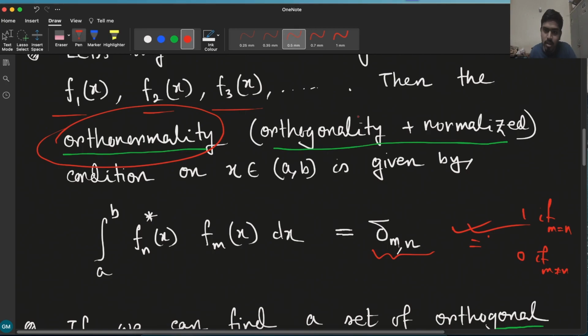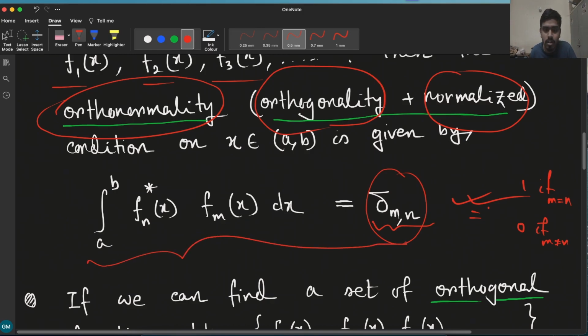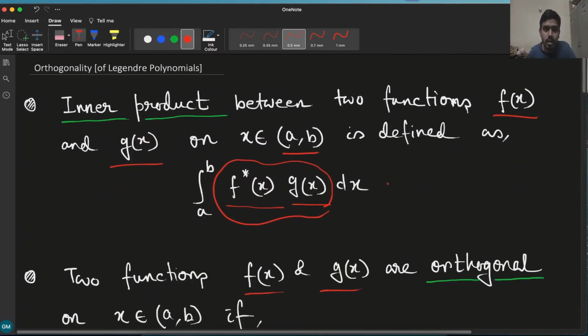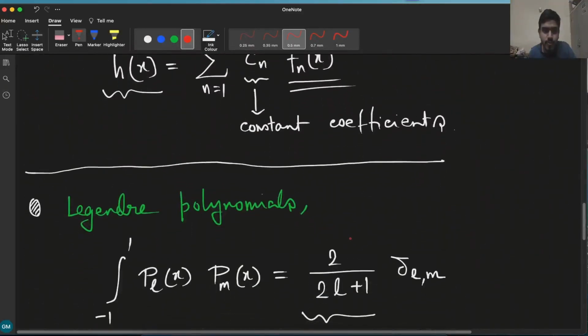That means they are orthogonal. That's the orthogonality. And if you are doing the inner product with itself, when m equals n, then that is 1. So that is the normalization. And if any set of functions satisfies this condition, then we will call them orthonormal. We will call the set of functions orthonormal functions. So that's what we mean when we talk about the orthonormality or orthogonality of functions.